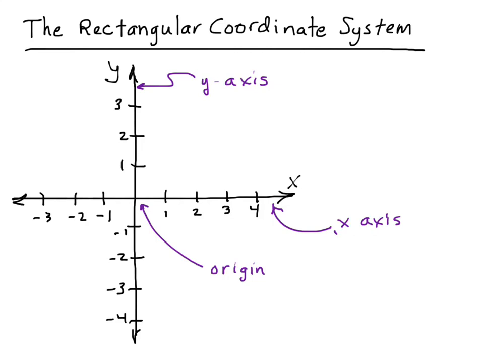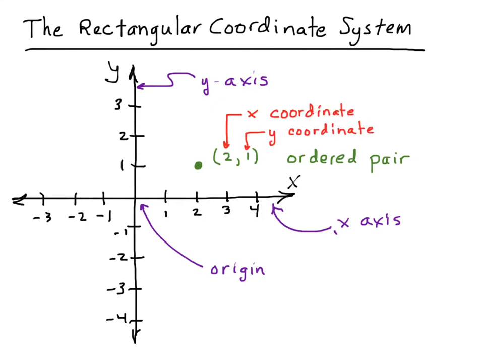And so when you're asked on a question or on a test to fully label your graph, this is what I'm talking about, labeling it to include these things. Now, where the two axes intersect, we call that the origin. Okay, so that's the coordinate point 0, 0. Now, we have what's called an ordered pair, and the first number is the x-coordinate, the second number is the y-coordinate.